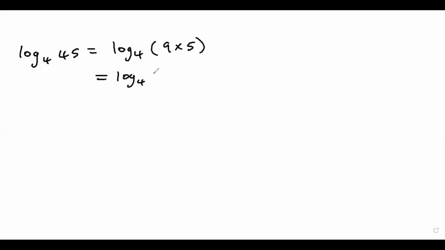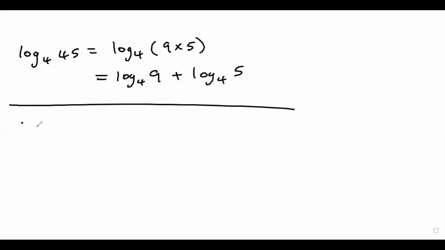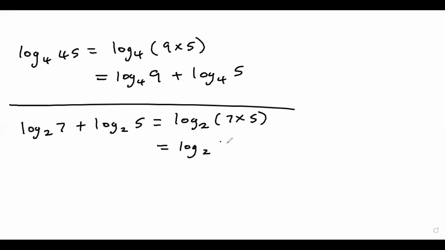Now, for example, let's say we have log base 4 of 45. So log base 4 of 45 can be split by saying log base 4 of 9 times 5. So that would be log base 4 of 9 plus log base 4 of 5. Let's say again we have log base 2 of 7 plus log base 2 of 5. That would be log base 2 of 7 times 5, which is log base 2 of 35.